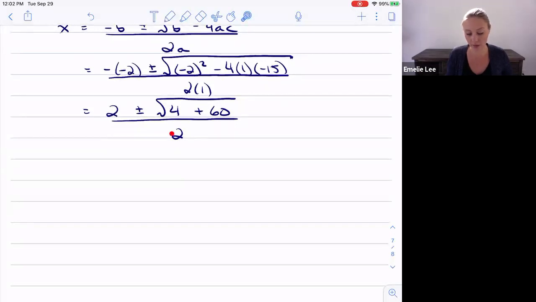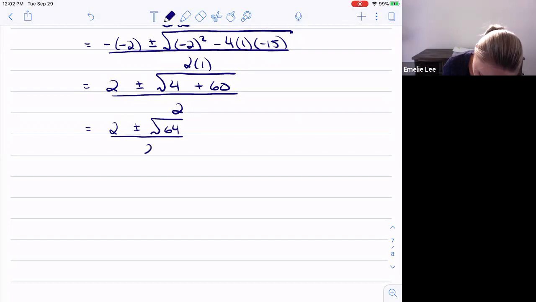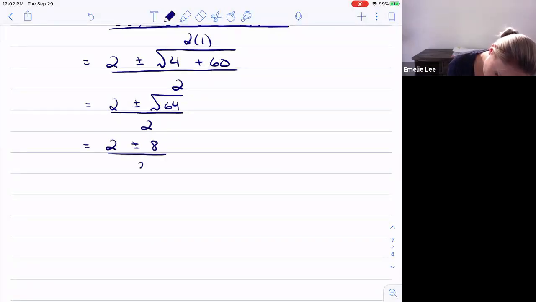One thing you want to be really careful of is, although it looks tempting to cancel this 2 and this 2, this root 4 plus 60 is also divided by 2. So you can't cancel that until you've pulled out a common factor of 2. So now we have 2 plus minus the square root of 64 divided by 2. The square root of 64 is 8. So I have 2 plus minus 8 divided by 2.